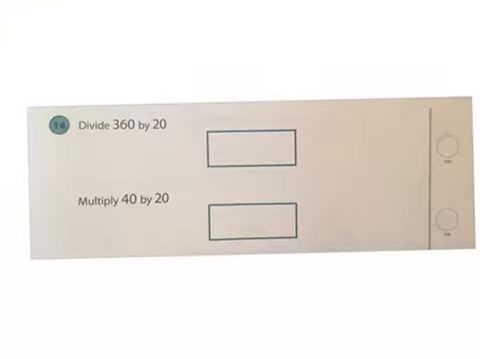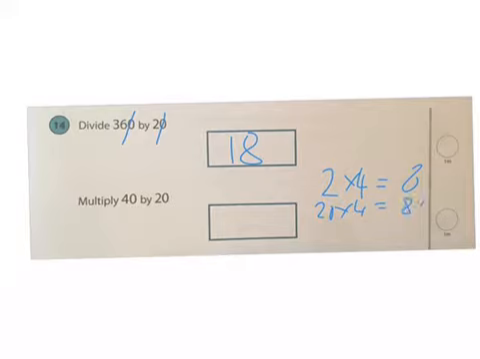So 360 divided by 20, well, that's the same as 36 divided by 2, which is 18. And then 40 times 20, well, let's just go 2 times 4 is 8. 20 times 4 is 10 times bigger, 80. 20 times 40 is another 10 times bigger, which is 800.